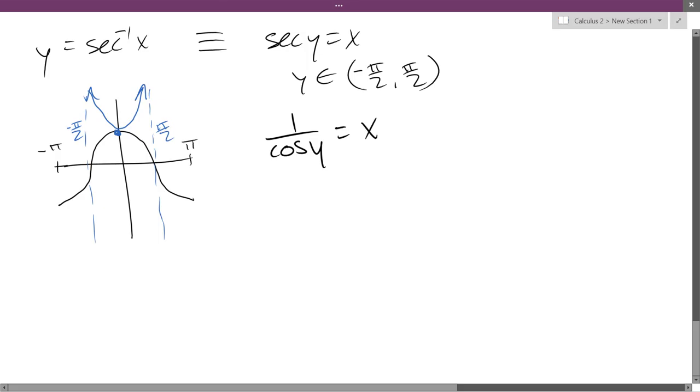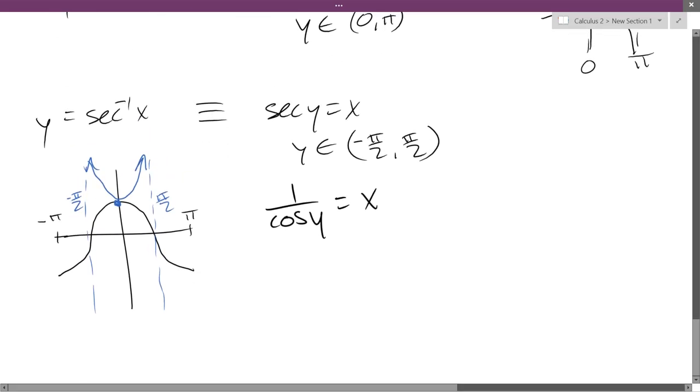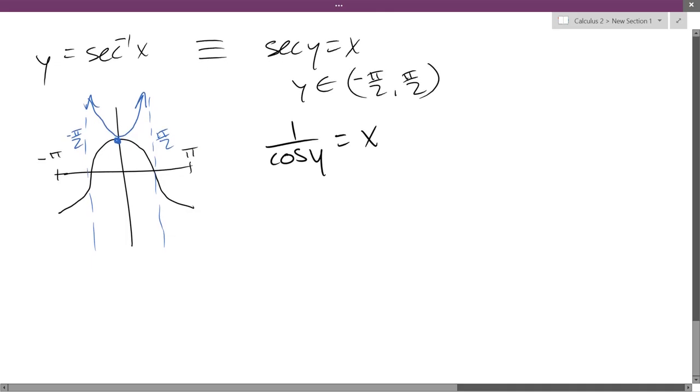Which pen is better? I know it depends on what zoom level I use, but sometimes I think the darker one's a little better. Okay.